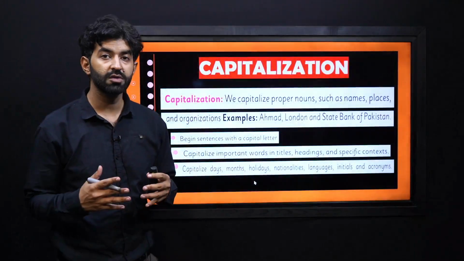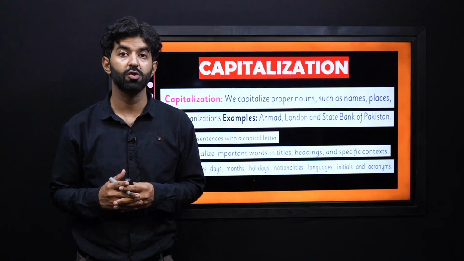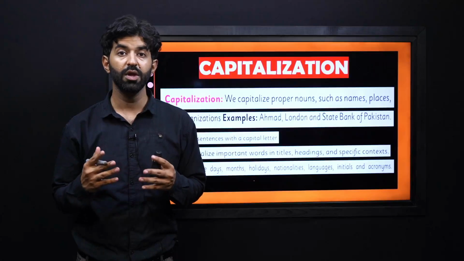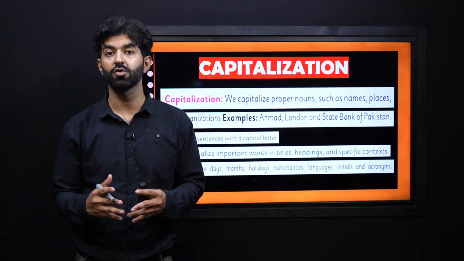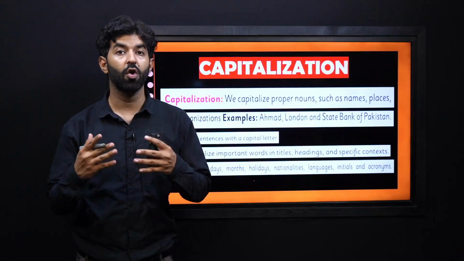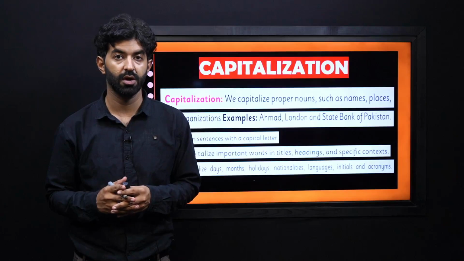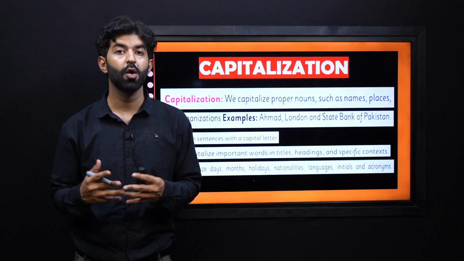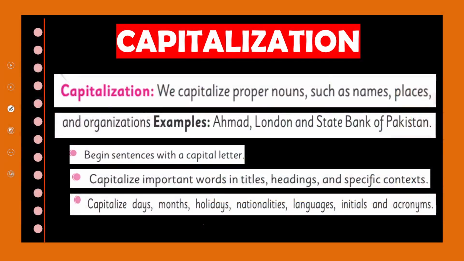Let's see first, because it's also very important to capitalize the right words at the right time. We need to see what capitalization is. It is kind of a preview, because you have already studied capitalization and how it works. So we have linked capitalization with our lesson on punctuation. We capitalize proper nouns such as names, places, and organizations. For example, Ahmed, London, and State Bank of Pakistan. You can see that the first letters are capitalized. This is a name, this is a place, and here is an organization.